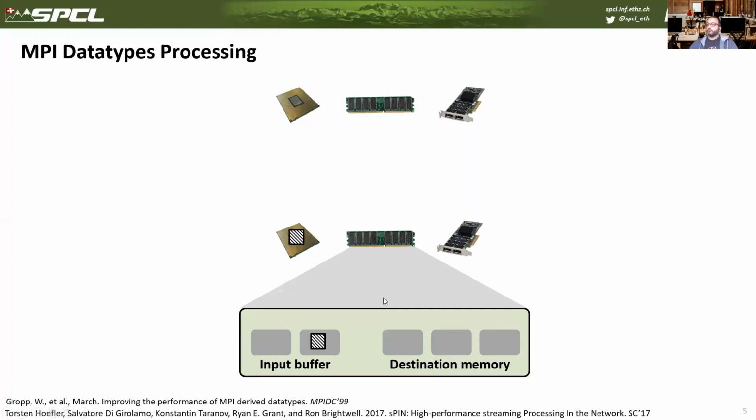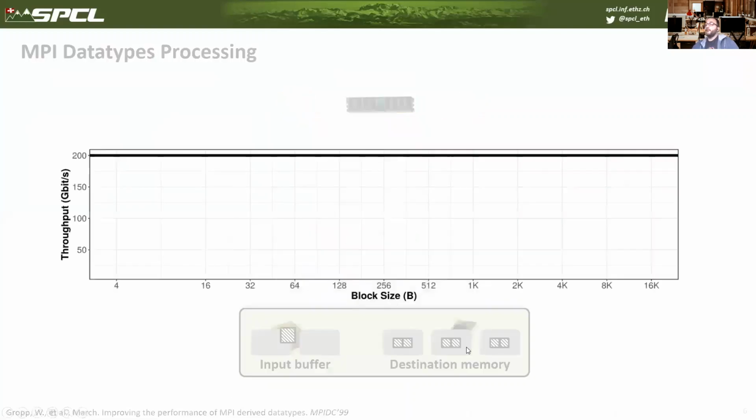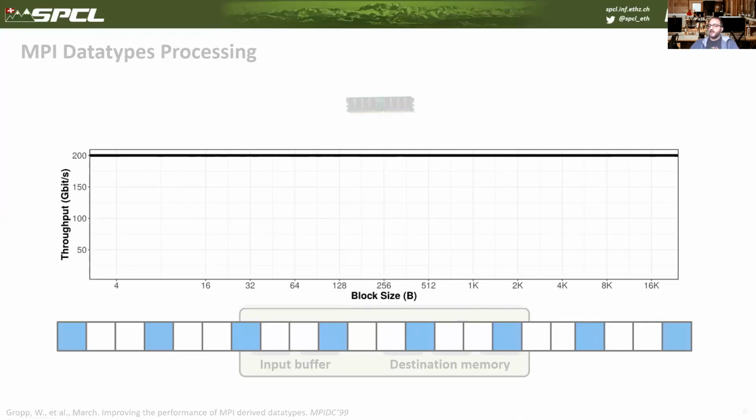So basically, we have to read this data, process the data type, and finally copy it to the right locations in the receive buffer. Now, if we want to show the performance of this kind of transfer, here we have the throughput on the x-axis in gigabit per second, and on the y-axis we have the block size. This is a benchmark for the vector data type, and the block size basically gives us an indication of how complex the data type is.